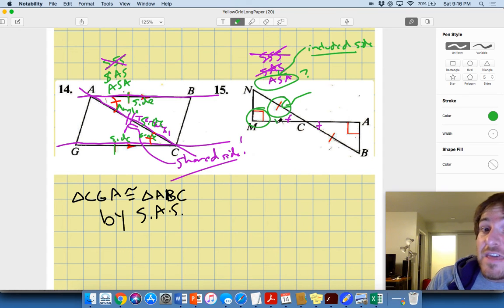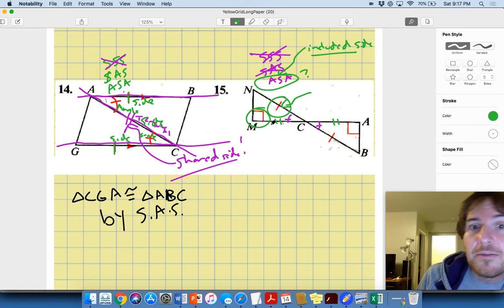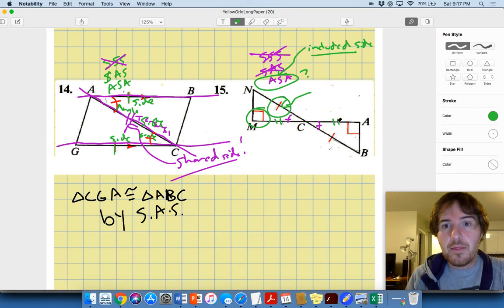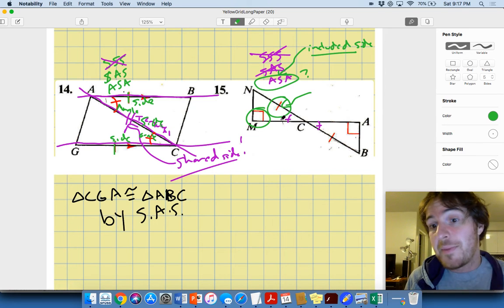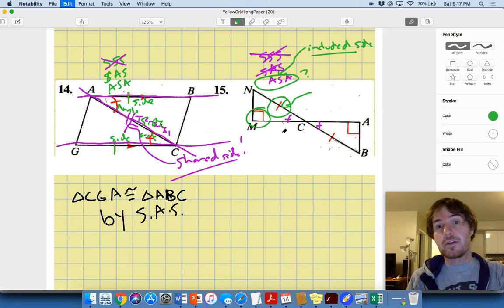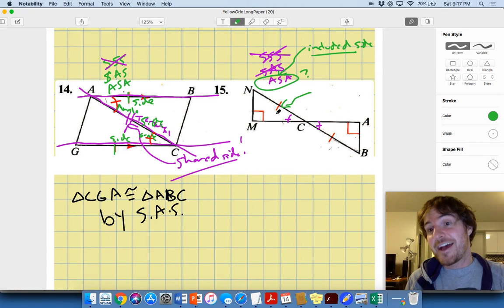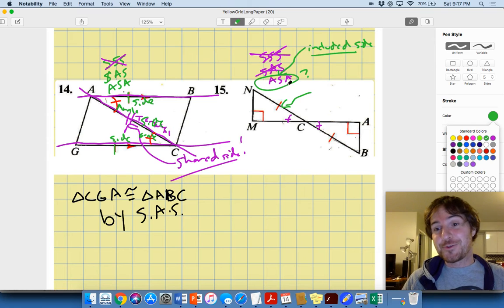If I knew that these two sides were congruent, then I could use ASA, because here I'd have ASA and here I'd have ASA. But no, I don't know that this side here and that side here are congruent. So I'm not going to be able to juice a congruency right here. Okay, so this is AAS, which as of now, we know is not one of the choices we have here.